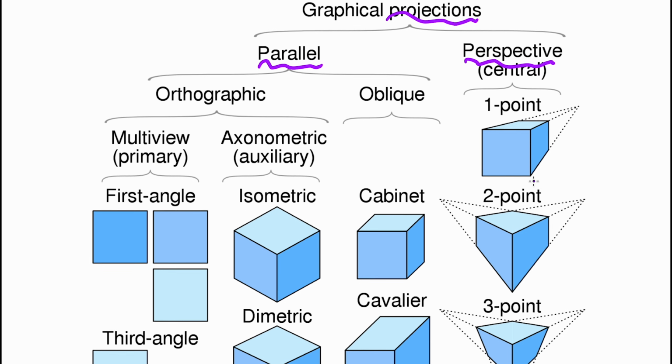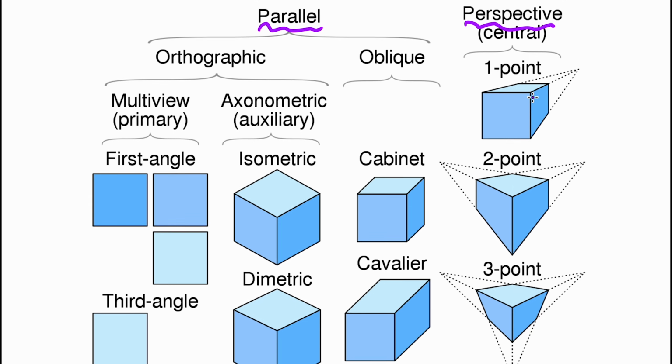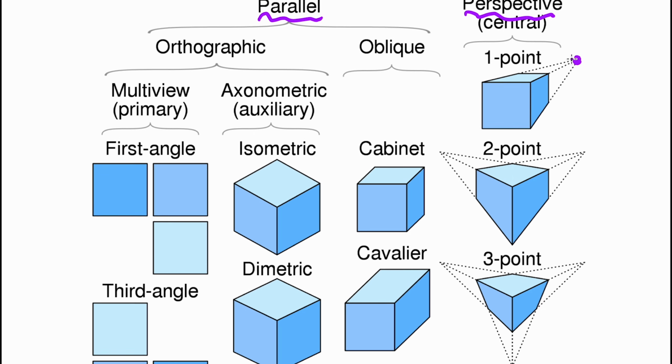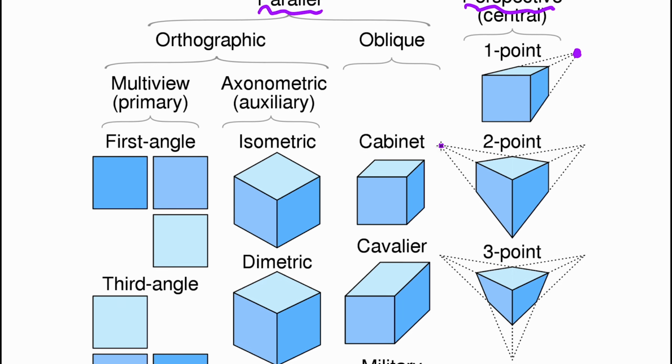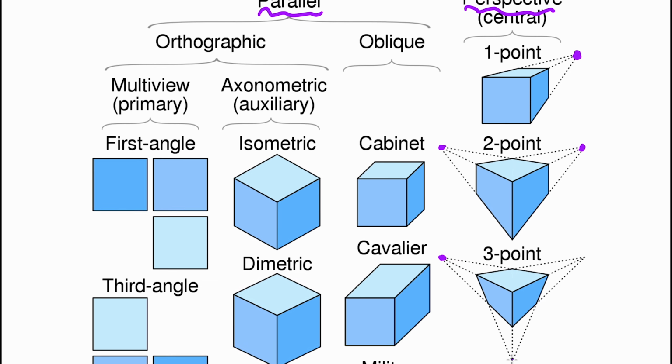In a sense of drawing, these are made by creating different vanishing points. If you're looking for a one-point perspective, you're going to have one light source, one vanishing point. If you're looking for a 2-point, you're going to have 2 vanishing points, and then 3-point, you're going to have 3 vanishing points.